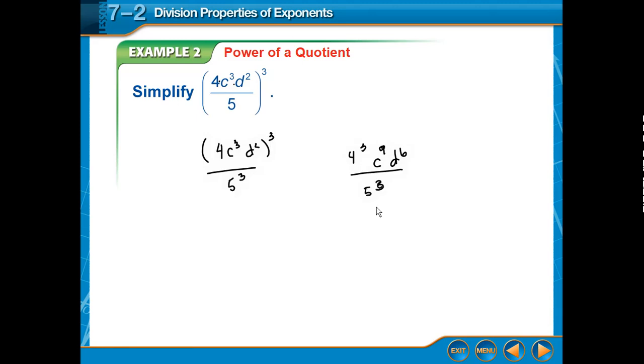Okay, and then you just want to simplify as much as you can. So 4 cubed is 16 times 4. Sorry, I don't have a calculator on me. So it's 64. So I get 64 on top, and then I get c to the 9th, d to the 6th, and 5 cubed is 25 times 5, which will be 125. Okay, and then if these things have any numbers in common, you would reduce them, like 4 over 125. So that would be the power of a quotient.